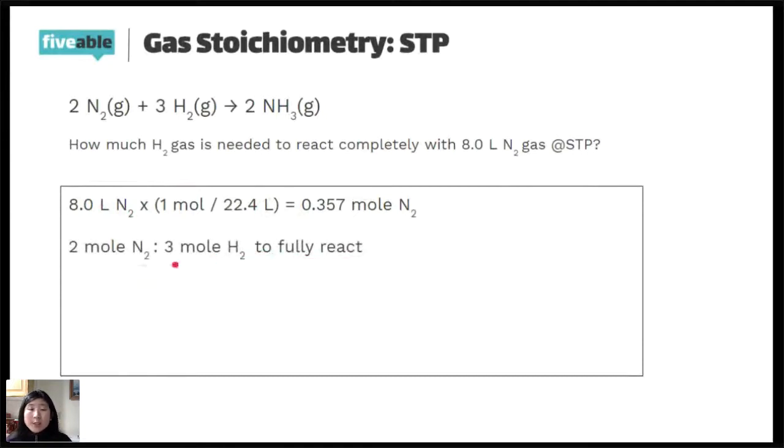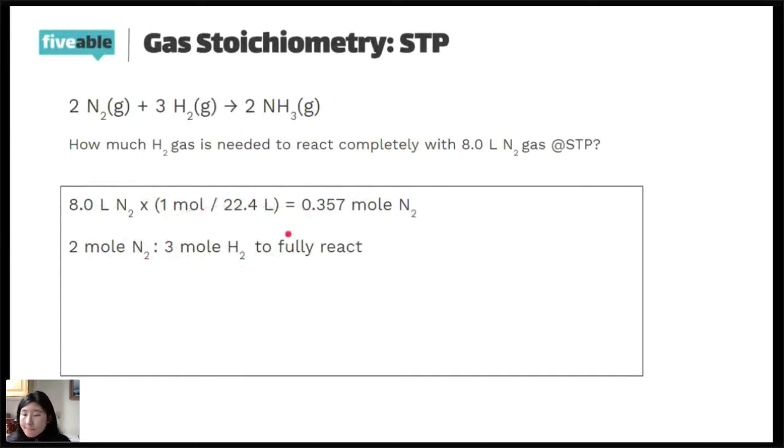The ratio here, you can see, is 2 moles of nitrogen to 3 moles of hydrogen gas. This is the ratio in which they react. So every 2 moles of nitrogen is going to react with 3 moles of hydrogen. But if we do not have enough hydrogen, then not all of the nitrogen is going to be used up. So in order for it to fully react, we have to have this ratio perfectly.